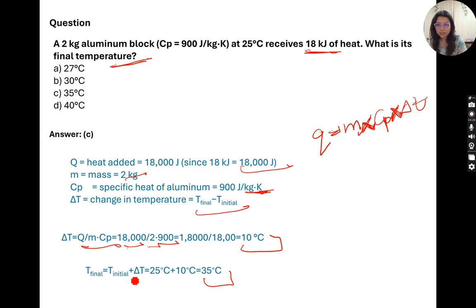And this T final is T initial plus delta T. So T initial is 25 degrees Celsius, already given in the question, and the 10 degrees we get from the formula itself. So the T final will be the addition of these two, 25 and 10, so we get 35 degrees Celsius, which is C. So I guess it's a simple question based on this formula. These types of questions we can do by just remembering or memorizing the formula of these terms.